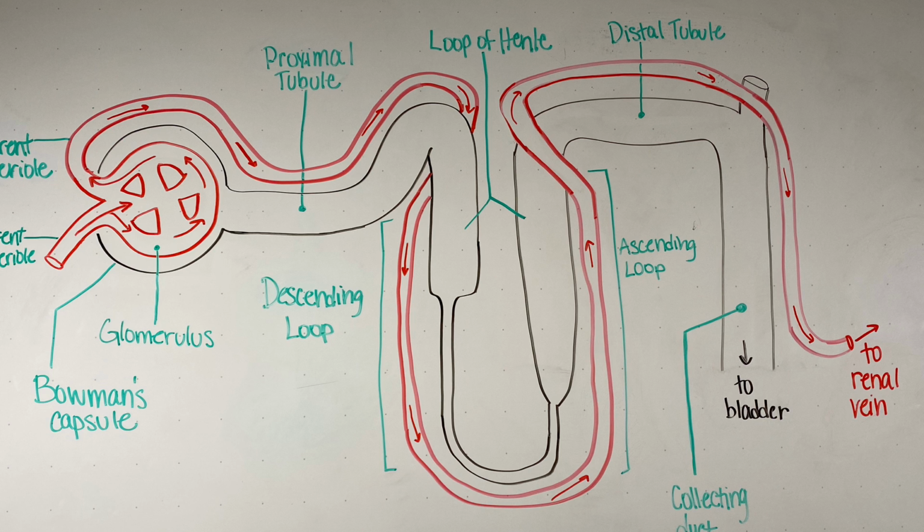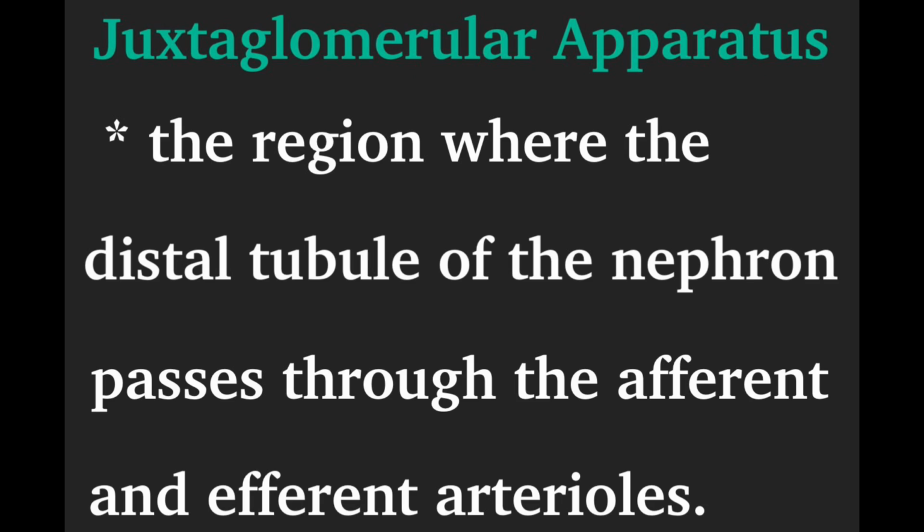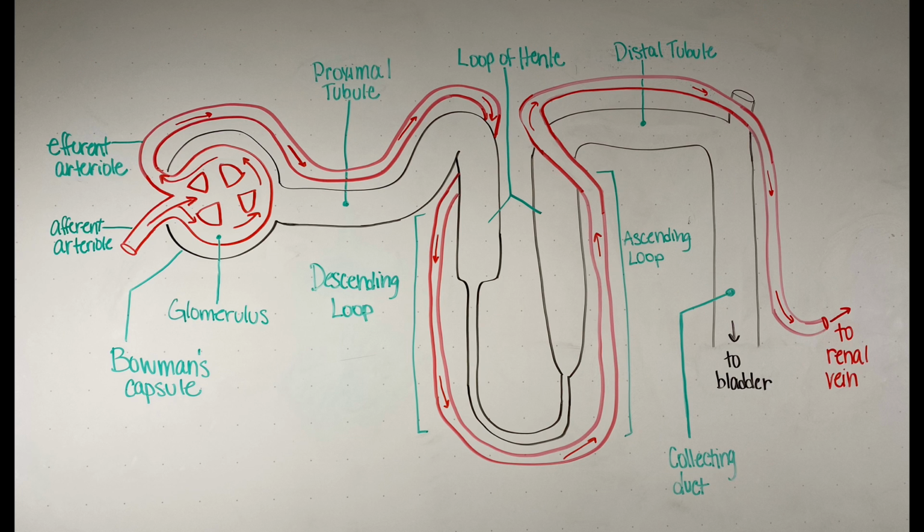At that point, the ascending limb of the loop of Henle turns into the distal convoluted tubule. In this region, we term the juxtaglomerular apparatus, and it consists of the distal tubule in close proximity to the afferent and efferent arterioles. The whole nephron actually twists and folds back on itself, but I have stretched it out here to show the parts more clearly.